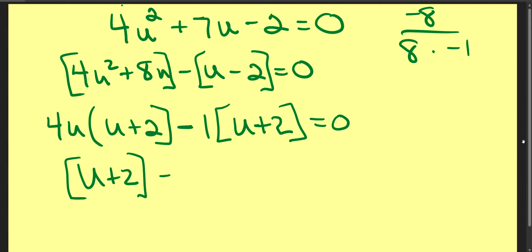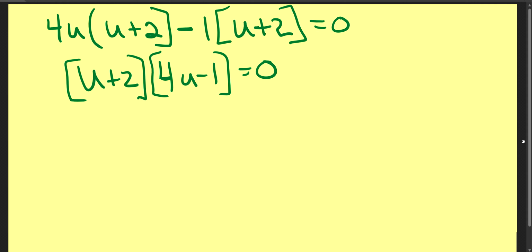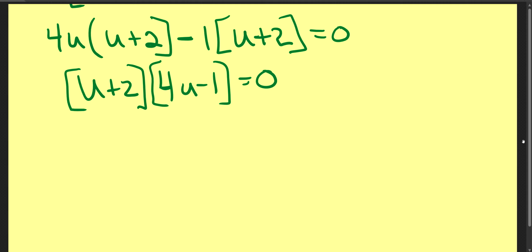And what's left is 4u minus 1, equal to 0. So, keeping on going here, solving this for u would equal negative 2, or for this parentheses, u is going to equal 1 over 4.